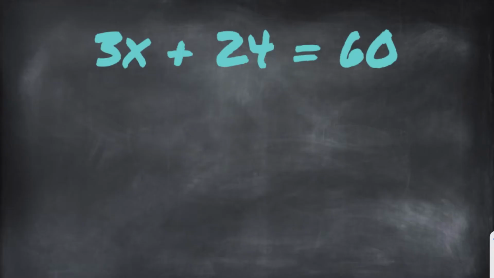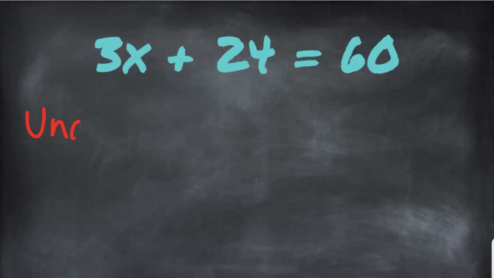This problem has two operations in it. We can easily see that this problem has addition. The second operation is a little trickier to see, but because this 3 and this x are written right next to each other, this is actually 3 times x, so the second operation would be multiplication.